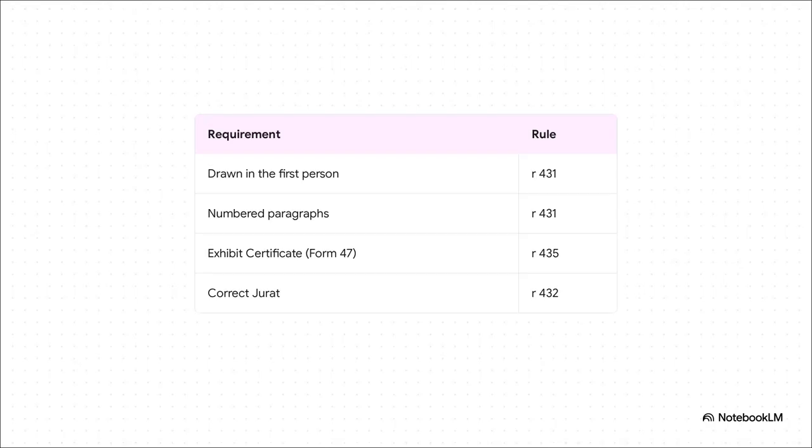Just think of this as your final checklist before you even think about filing an affidavit. Is it written in the first person with numbered paragraphs? That's Rule 431. Have you used the proper Form 47 certificate for all your exhibits? That's Rule 435. And is the jurat, that's the swearing part at the very end, is it absolutely perfect? Check Rule 432. Getting these small details wrong just looks sloppy, and worse, it can get your evidence thrown out.